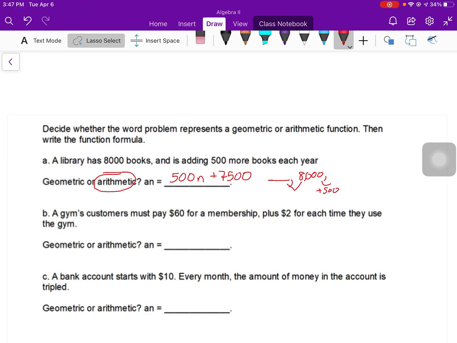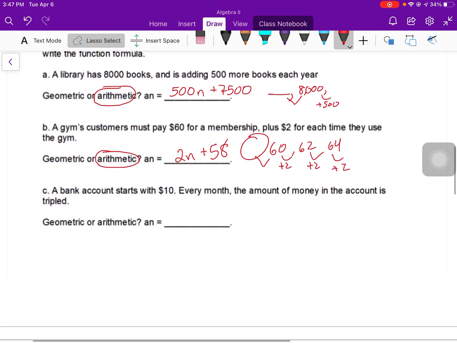A gym's customers is paid $60 per month plus $2 for each time they use the gym. Okay, plus, so we're adding to it. So there's arithmetic. So we're starting at 60, and we're gonna get charged an additional $2, so 62 bucks. Okay, so plus another 2 is 64, plus another 2, and so on. So there's my slope, 2n. But I had to have started at 58.